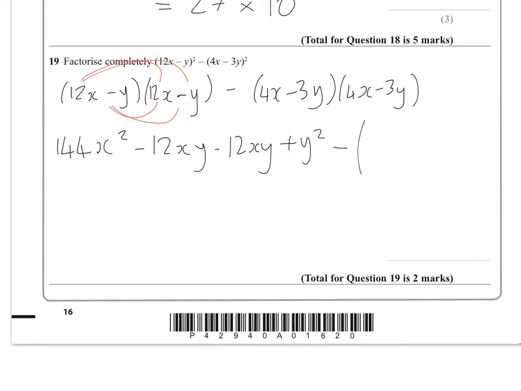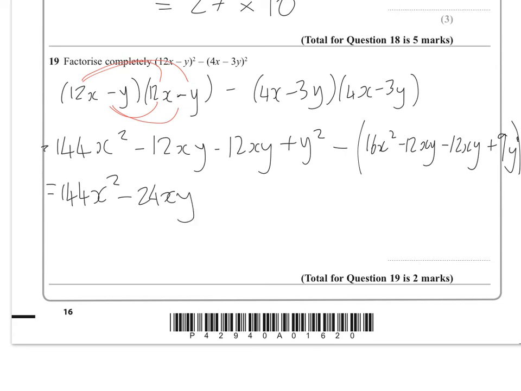Take away, let's multiply out this bracket, 4x times 4x gives me 16x squared, 4x times minus 3y, minus 12xy, minus 3y times 4x, minus 12xy, minus 3y times minus 3y, minus 3 times minus 3 is 9, y times y, y squared. Note that I put that in brackets because it's take away all of that part there. So this simplifies to 144x squared minus 24xy plus y squared.